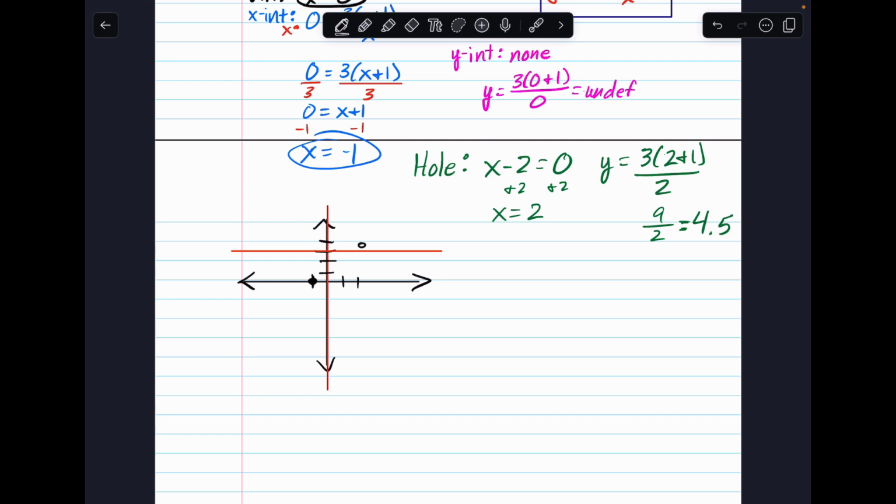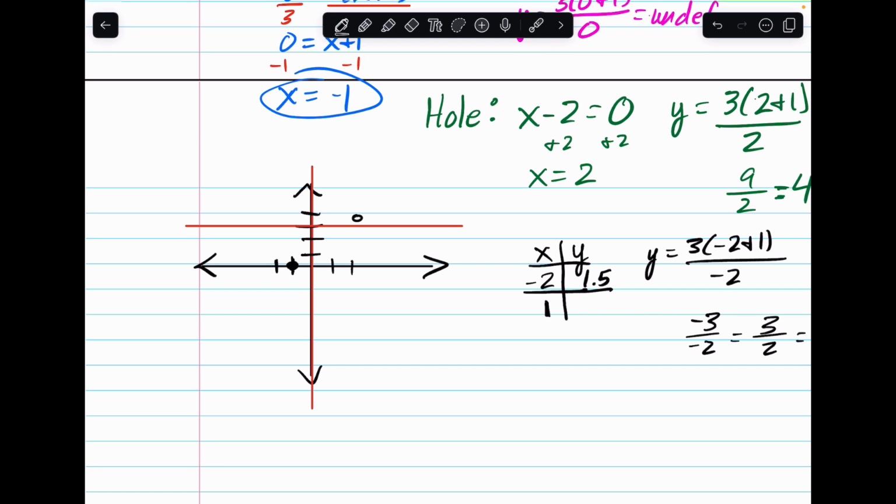And then all I have to do is find one extra point. So make an XY table. I'm going to plug in -2, and I'm also going to plug in 1, because these are numbers to the left and to the right of the vertical asymptote. When I plug in -2, y equals 3 times -2 plus 1 over -2. -2 plus 1 is -1. That gives me -3 over -2, which is positive 3 over 2, or 1.5.